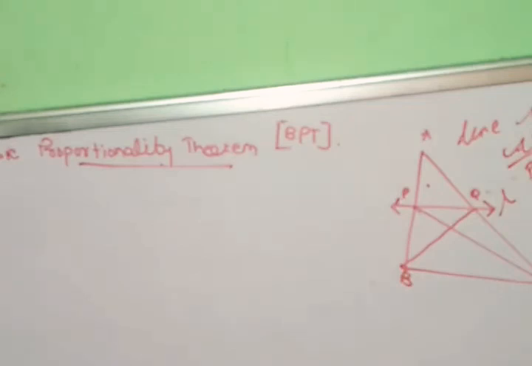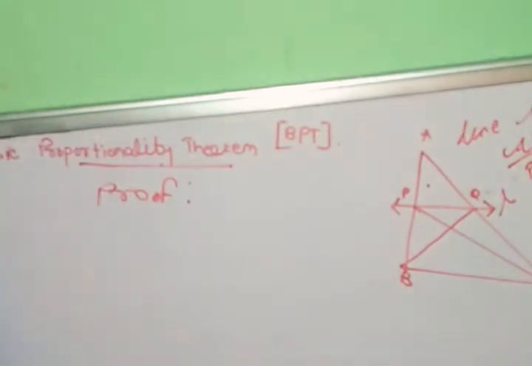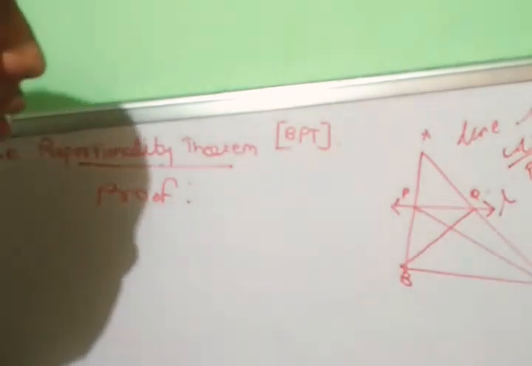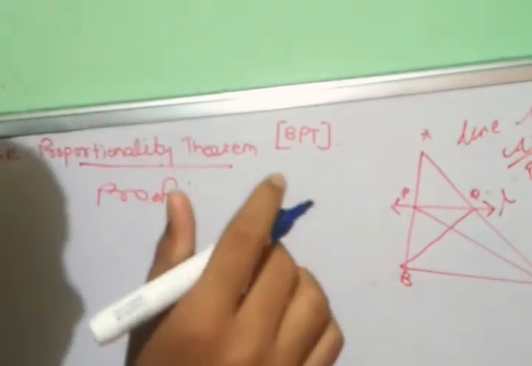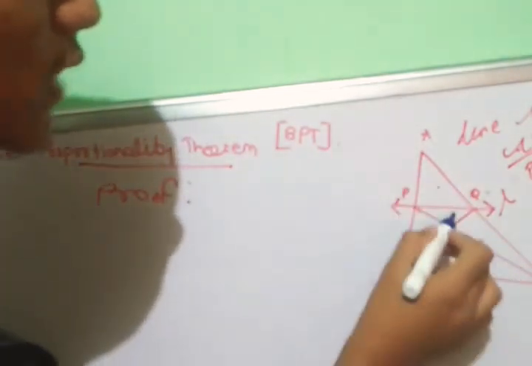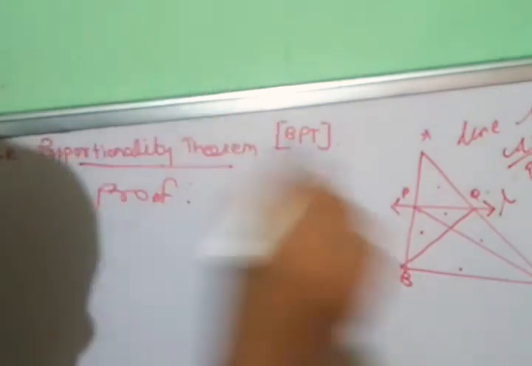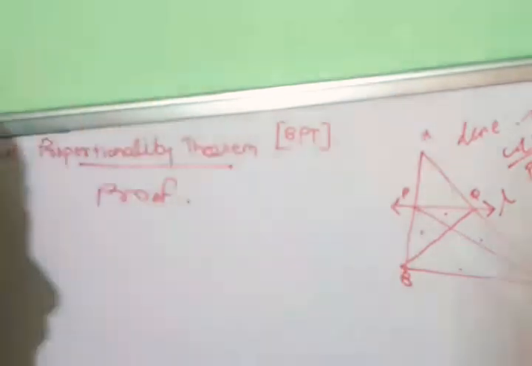Okay friends, so the proof. Firstly, for the proof, we have six triangles in this figure: first, second, third, fourth, fifth and sixth. In these six triangles, ABC is the greatest triangle.